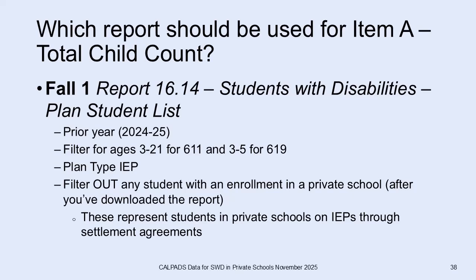And here's why. Typically, when we see students with a plan type of IEP with a private school enrollment code, it's when that student is on an IEP per a settlement agreement. Students that are on IEPs per settlement agreement, even if they are enrolled in a private school, should not be counted for purposes of your proportionate share calculations. Okay, so once you download that, and again, we're looking for kids on IEPs, remove all the students in private schools, that represents your child count.